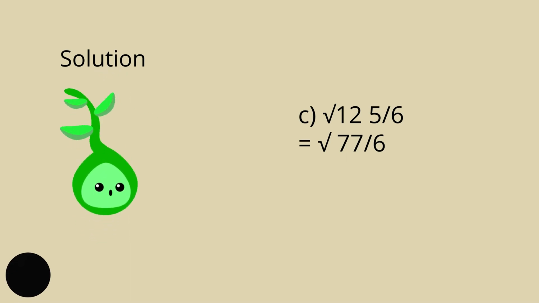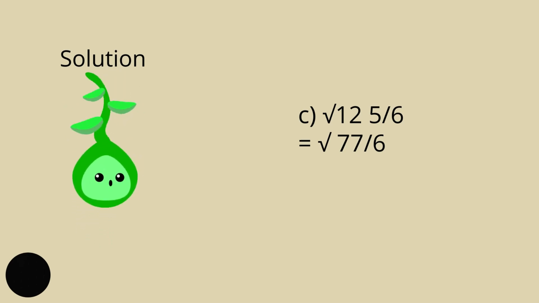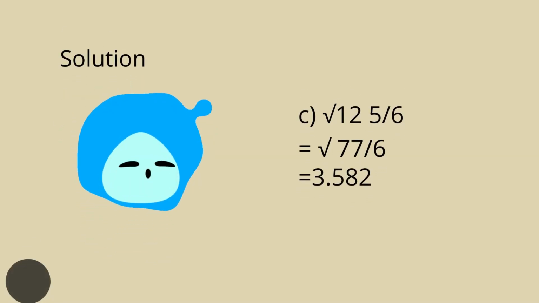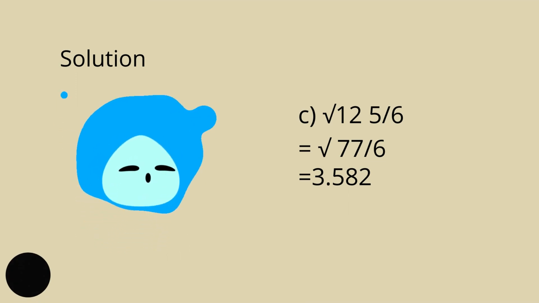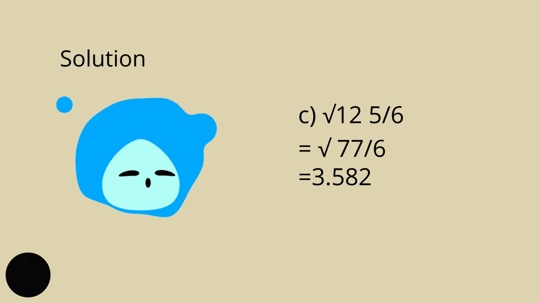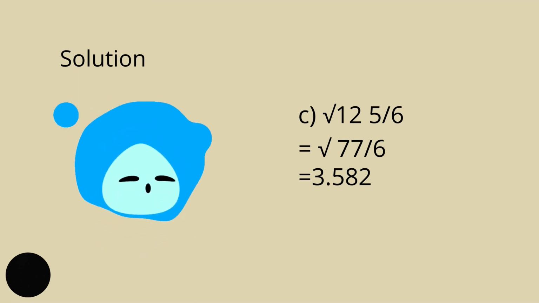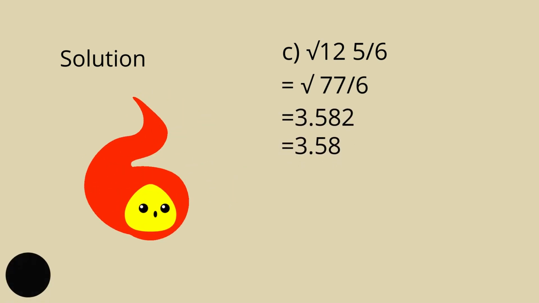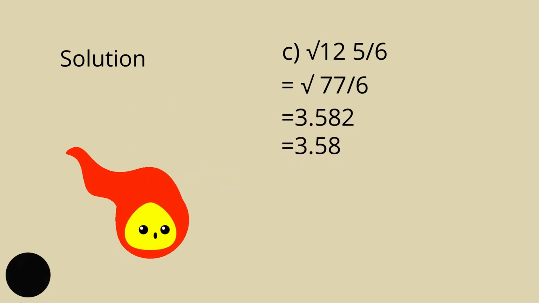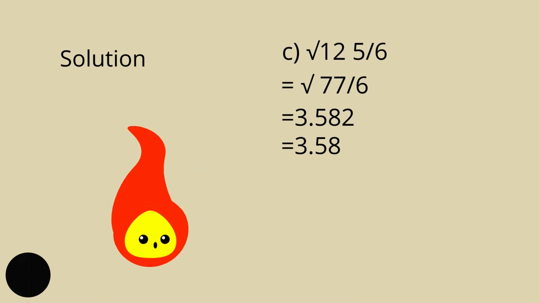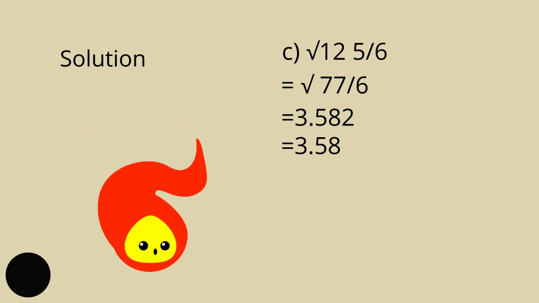C. Square root 12 and 5 over 6. So we convert this to an improper fraction. 12 times 6 plus 5 equals 77 over 6. We type this on the calculator. Square root 77 over 6 equals 3.582. Then we have to convert it to 2 decimal places. It becomes 3.58 because 2 is smaller than 4, so 8 still remains the same, 3.58.